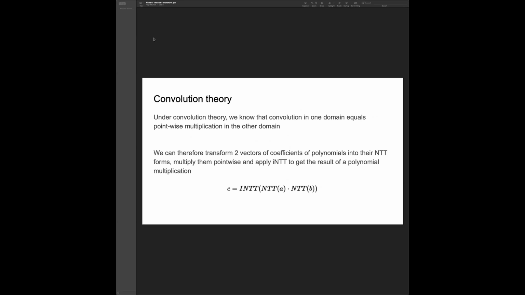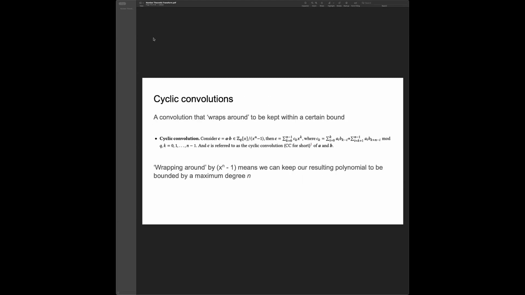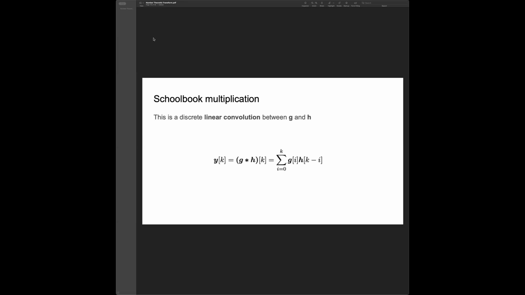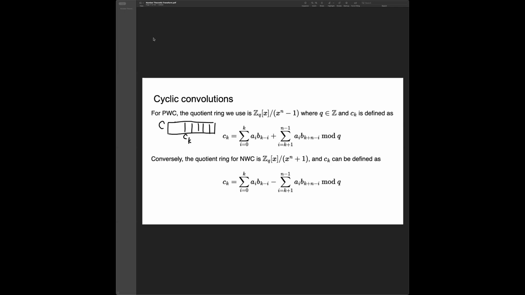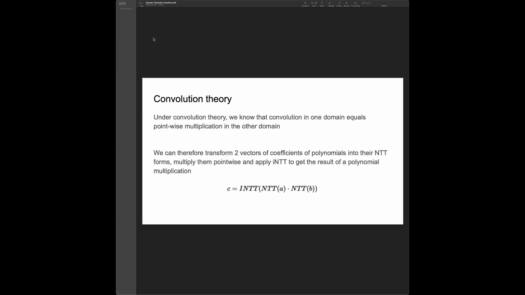But it turns out that under convolution theory, convolution in one domain equals pointwise multiplication in the other domain. If you recall our above definition, convolution is just doing this, so you're just doing multiplication normally. What this means is that if you convert two polynomials in one domain into the other domain, you can just do pointwise multiplication. So we get something like the form below.